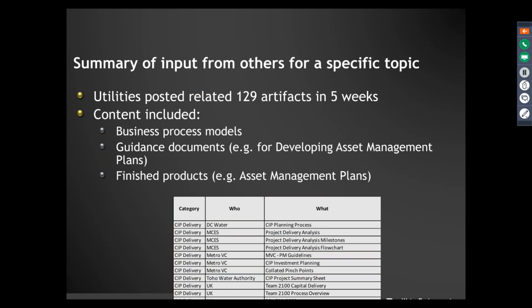Other participating utilities have also posted several documents on the project SharePoint site. These include the artifacts. Before the workshop, we had about 129 artifacts. Others include business process models, guide documents, and final prepared documents. As earlier mentioned, this gave us a lot of opportunity to know what is being practiced by several utilities. So this basically increased the body of knowledge that is becoming bigger and bigger as we move ahead with the program.